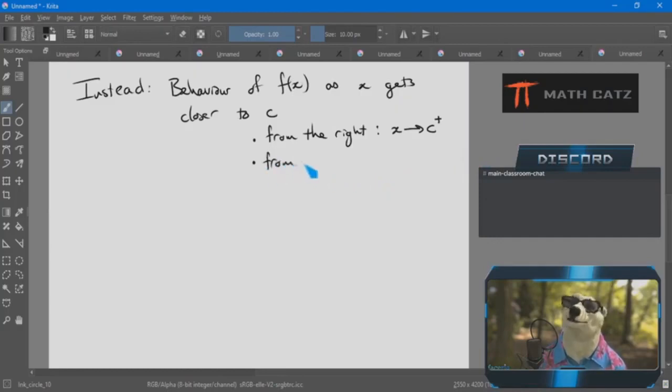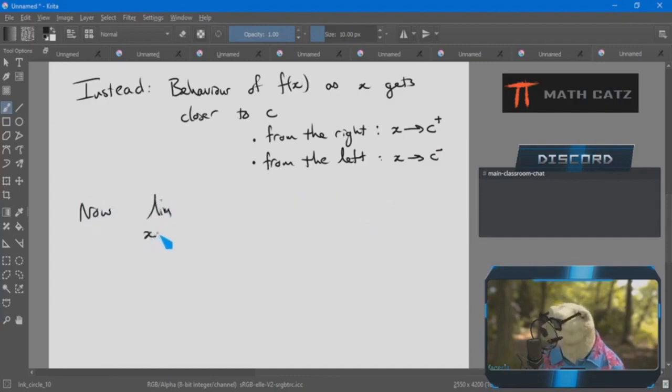And of course, then I can ask about the left side as well. So I'm just doing half of the requirement. And I'll put a little minus sign there at the top to indicate that I might be coming from the left side. Now the limit as x approaches 0 from the right, we'll call that a one-sided limit for obvious reasons.